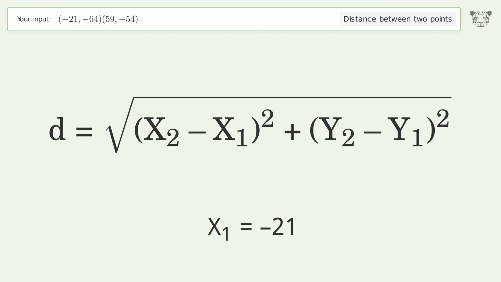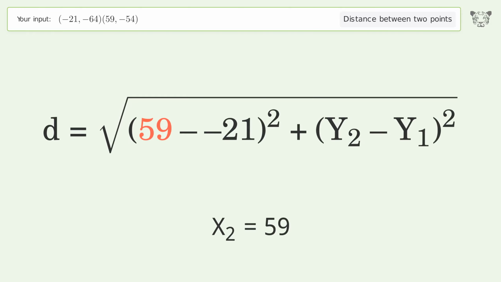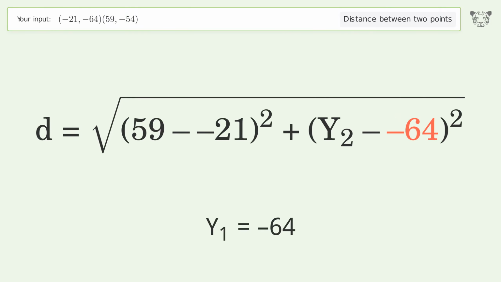x1 equals -21. x2 equals 59. y1 equals -64. y2 equals -54.